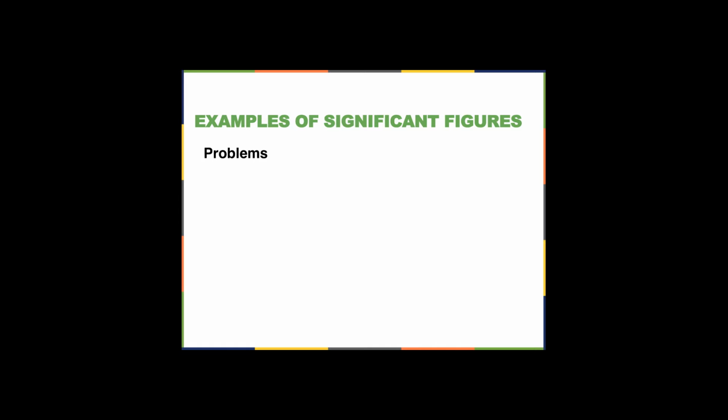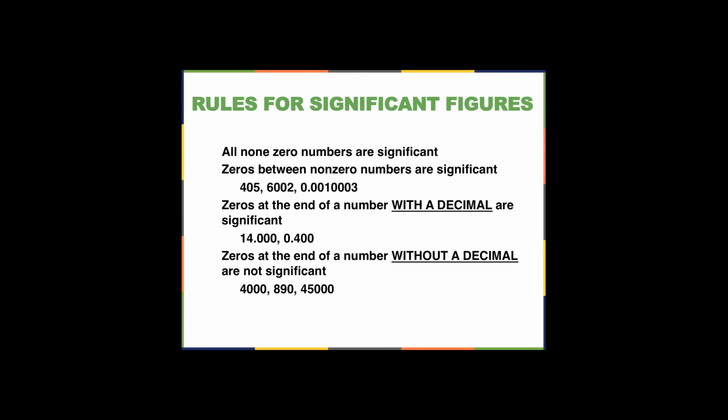Now, another way to think about this as we go to the problems is if the 0 is functioning only as a placeholder, then it is not significant. However, if it is functioning to show that the measuring device is saying 0 instead of some other number, then it is significant. So if we go back, if you look at the bottom examples, those zeros are only placeholders. In the first case, to show that the 4 is in the thousandth place, those 3 zeros are just a placeholder, and so they're not significant. The same is true for the others.